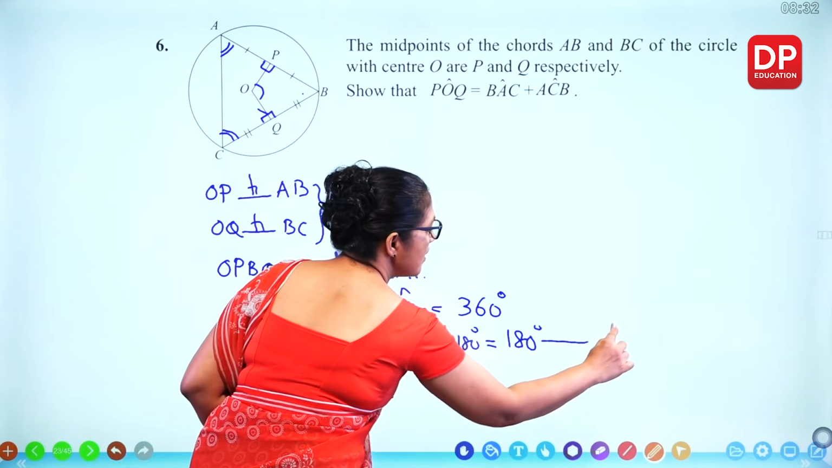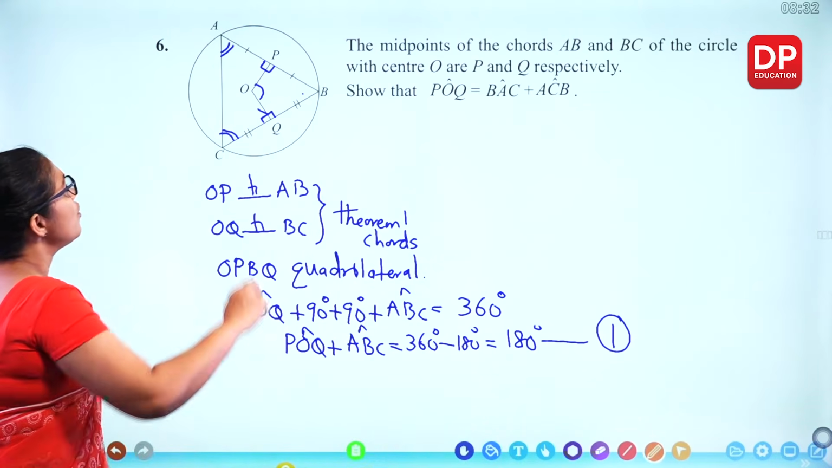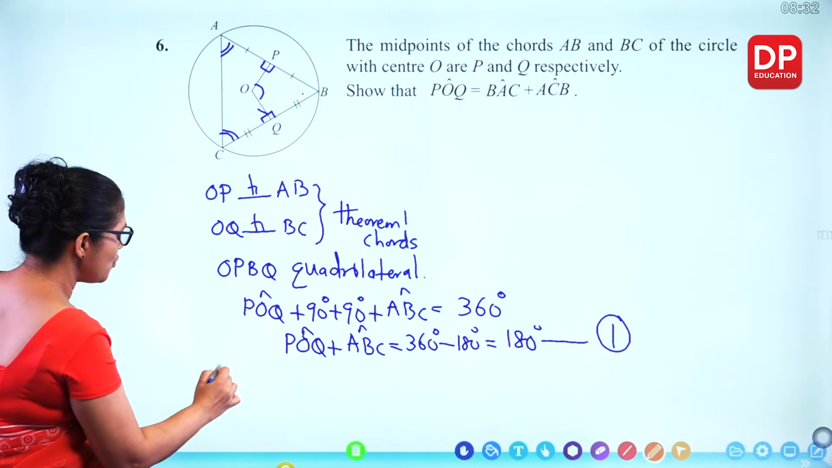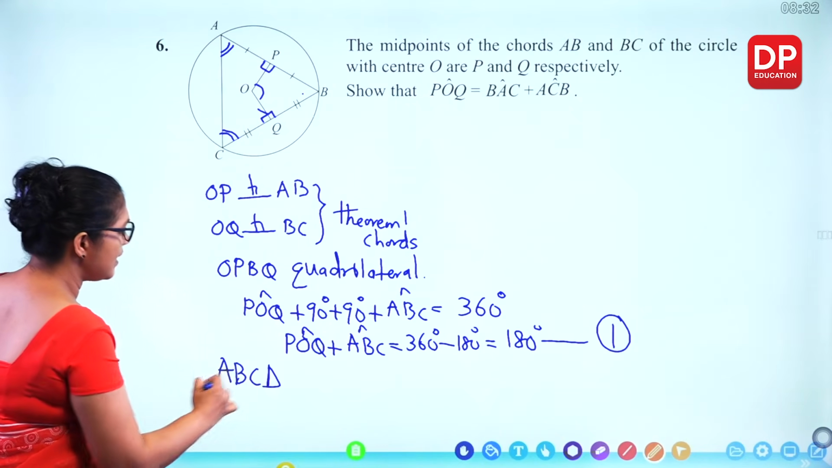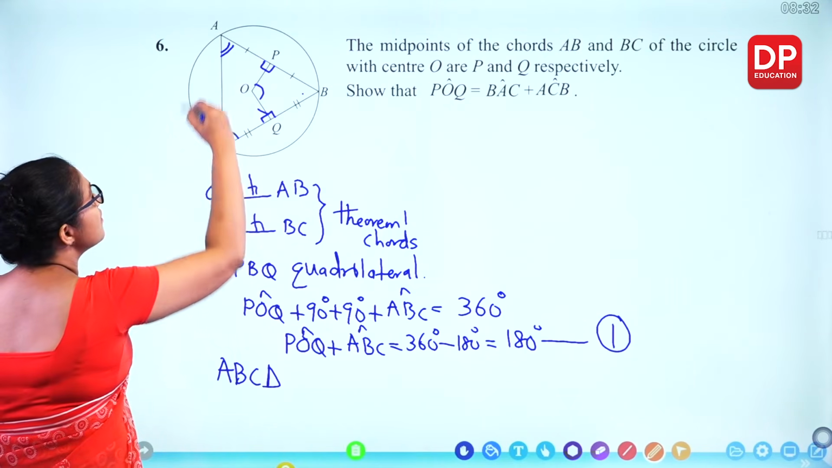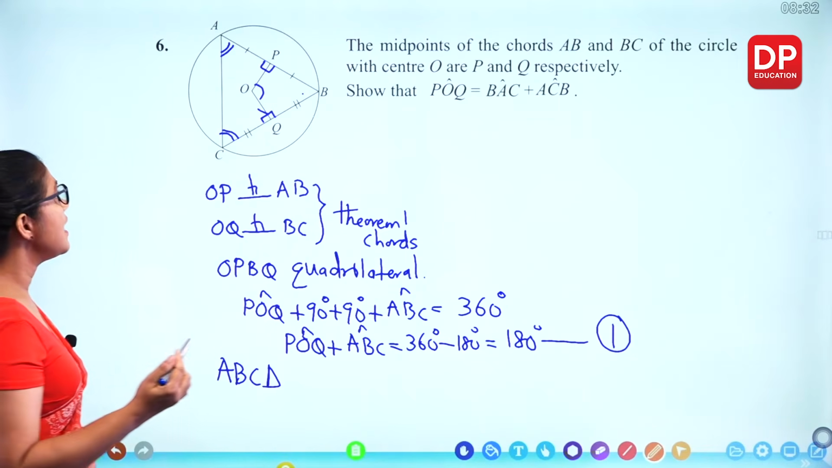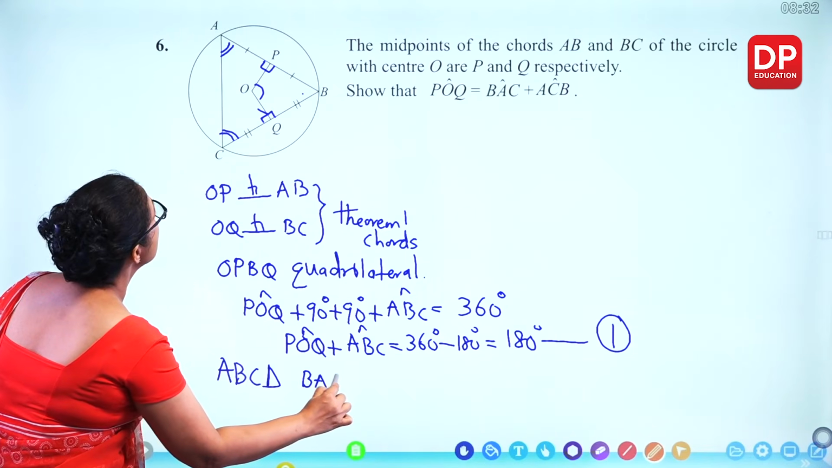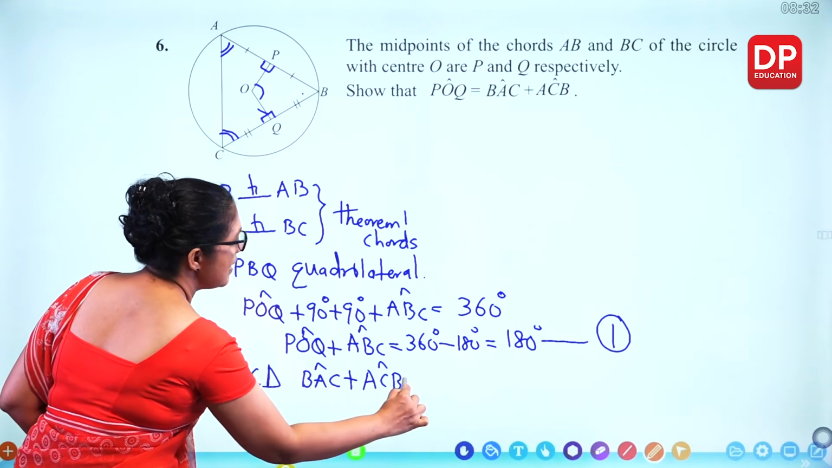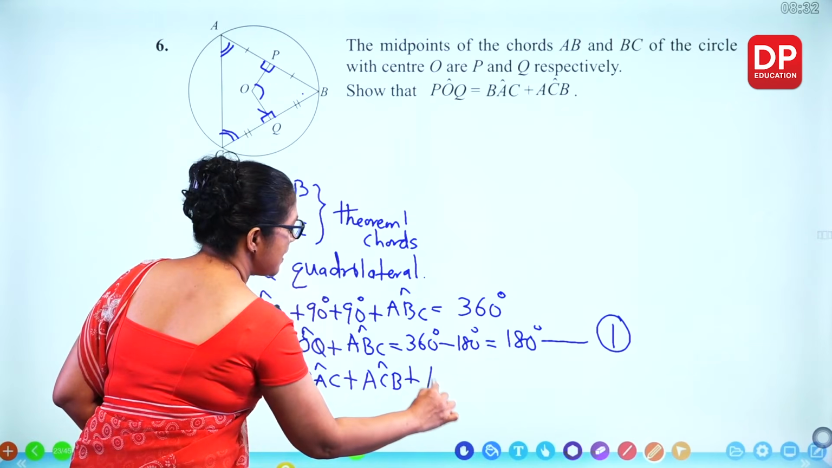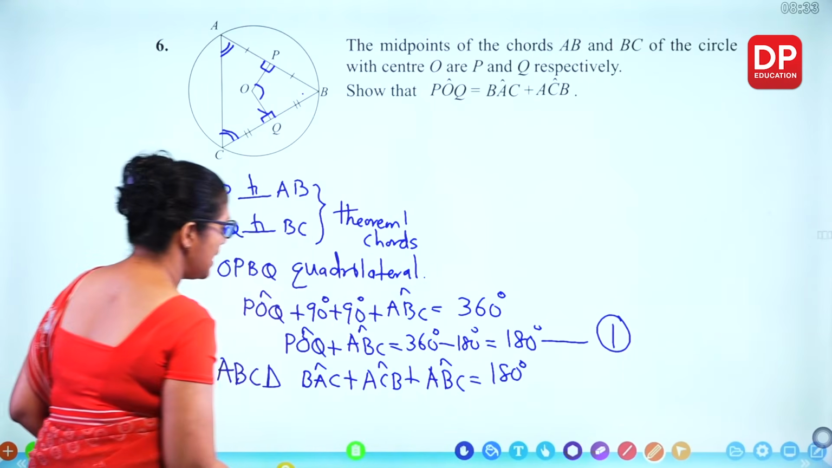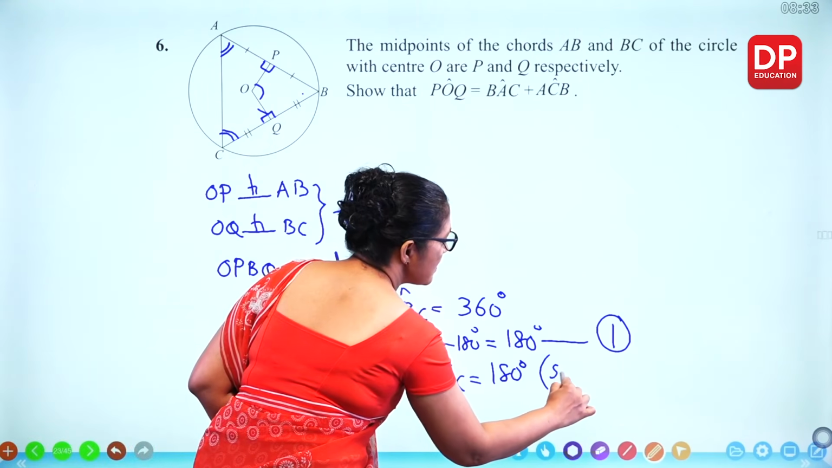We'll take this one as 1. Now when you look at triangle ABC, what can you say? We know that the three angles add up to 180. So BAC angle plus ACB angle plus ABC angle is equal to 180, because of the sum of angles in a triangle.